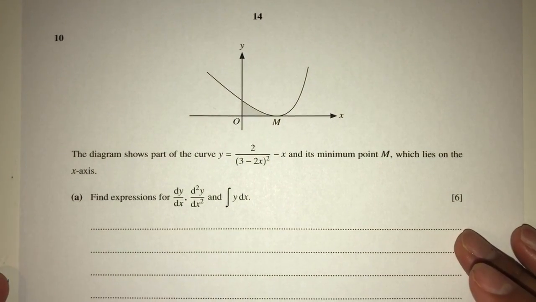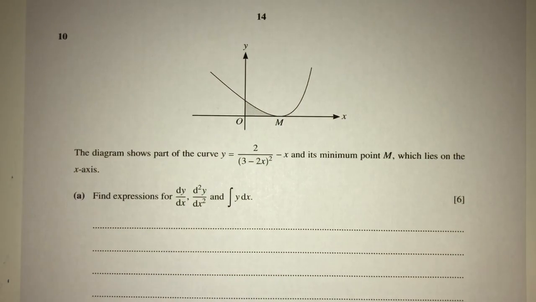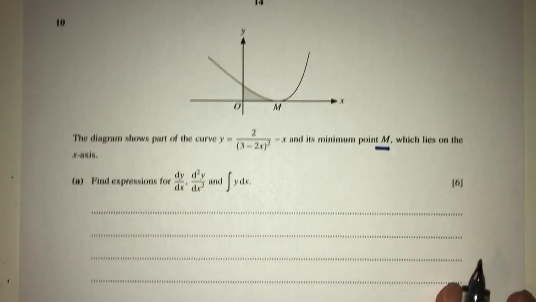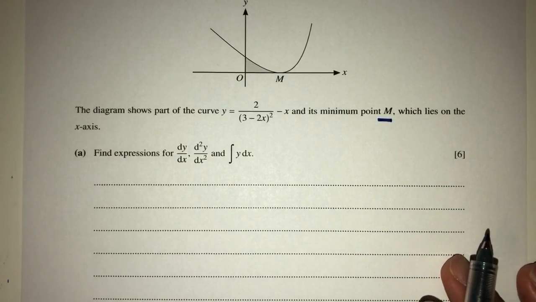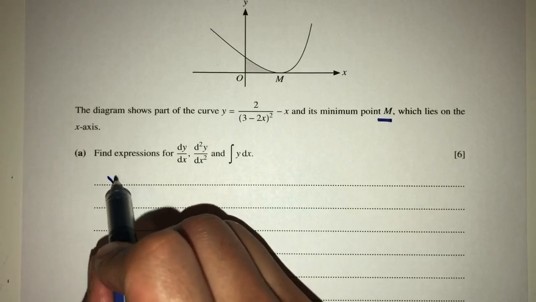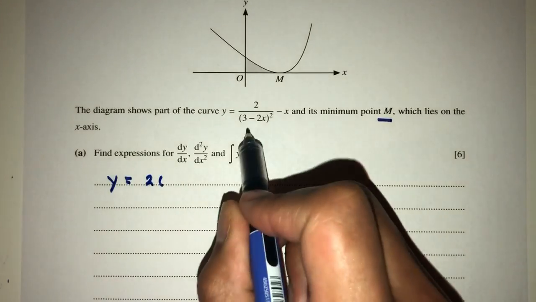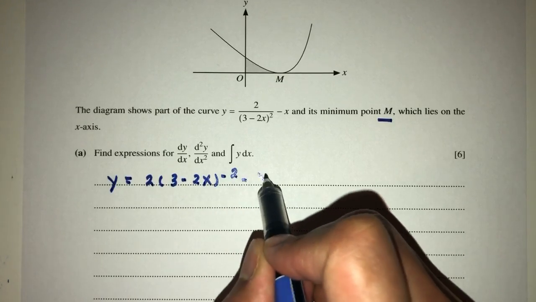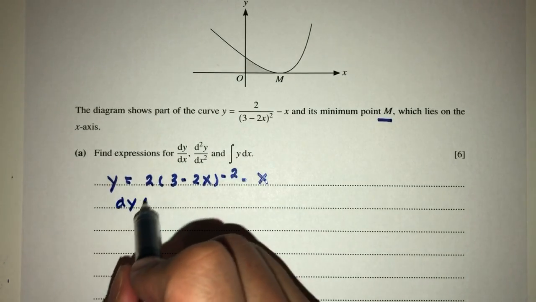Let's move on to question number 10. The diagram shows part of the curve and its minimum point M, which lies on the x-axis. Now, find dy by dx, so pretty easy. We can write y as 2 times (3 minus 2x) to the power minus 2, minus x. So dy by dx is what?